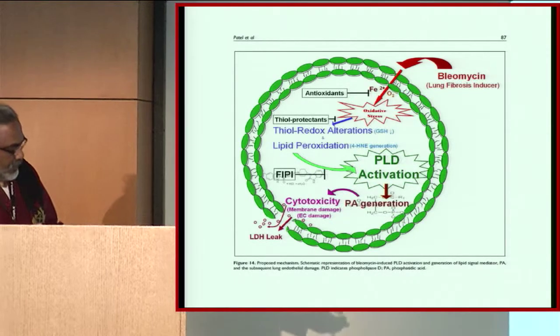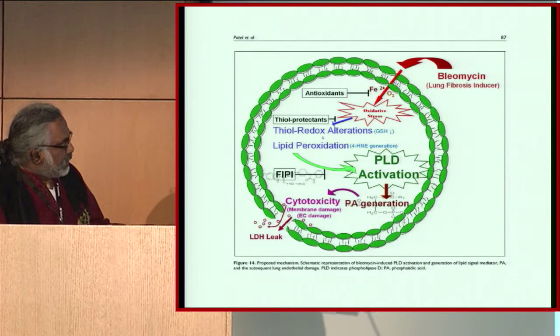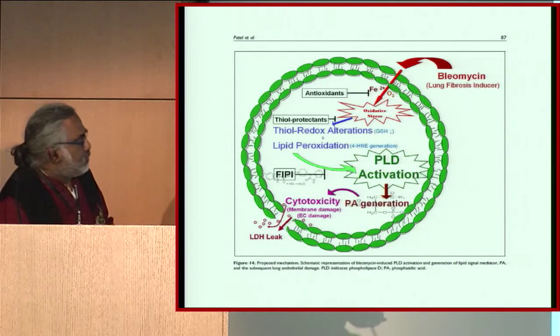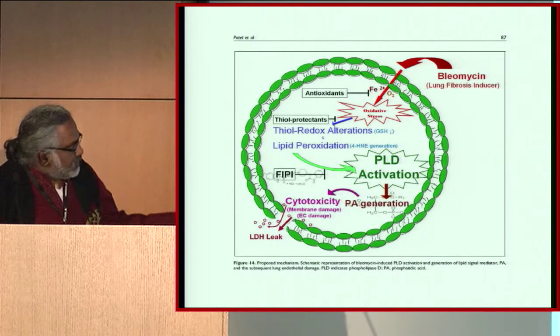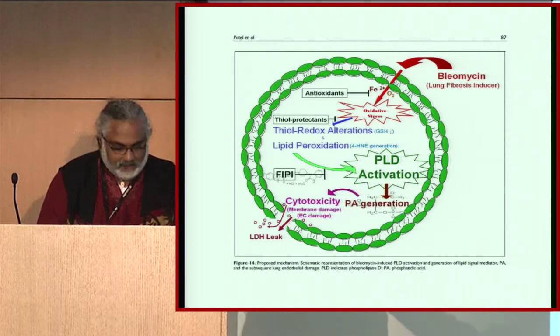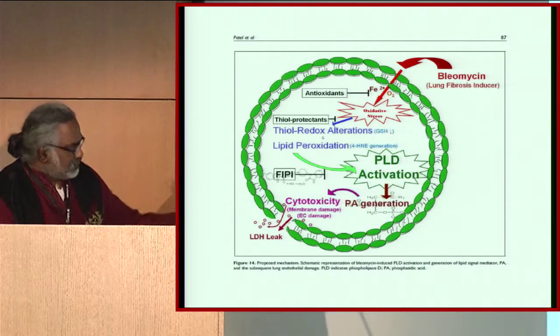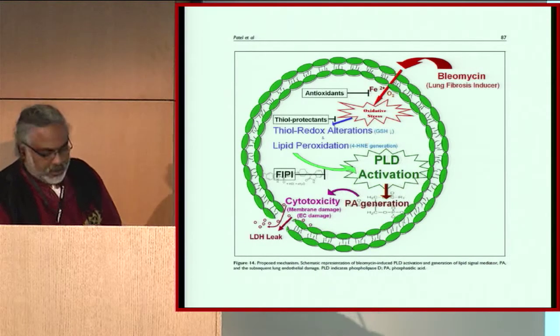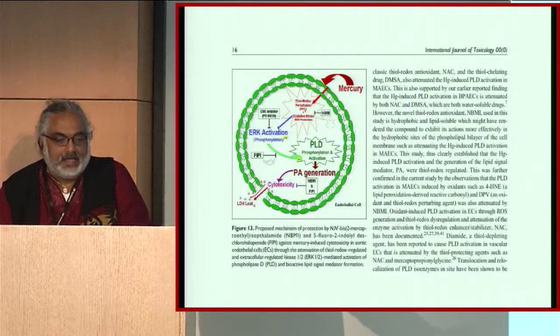Then we looked again at the vascular endothelium. We looked at bleomycin, which is used as a lung fibrotic agent, and whether bleomycin causes dysfunction in the vascular endothelium that could be a factor in lung fibrosis. Again, phospholipase D generates phosphatidic acid, which causes disturbance in the vascular endothelium.